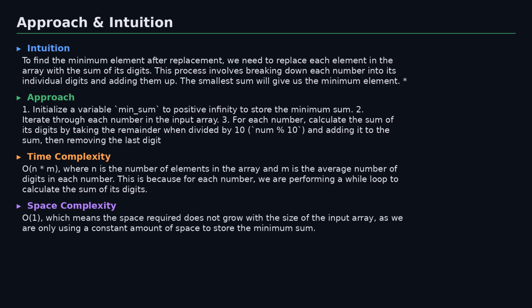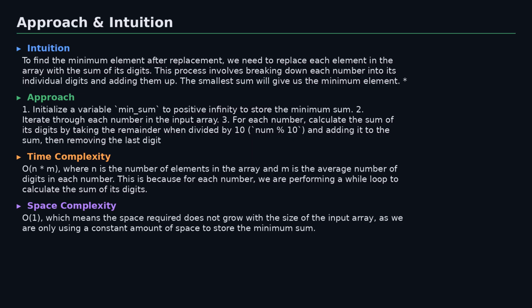Now, let's walk through how we can solve this problem. We need to initialize a variable to keep track of the minimum sum we've seen so far. We'll set this variable to positive infinity, so that any sum we calculate will be smaller than it. Then, we'll iterate through each number in the array.